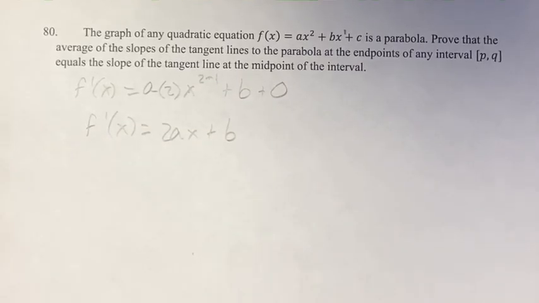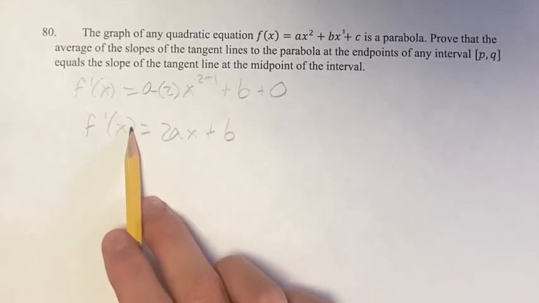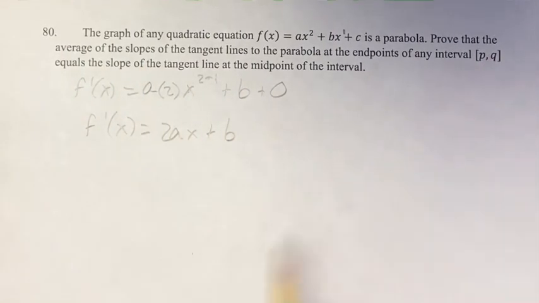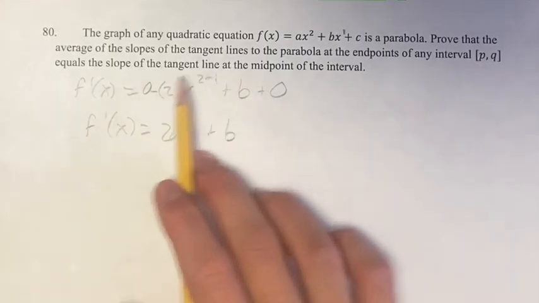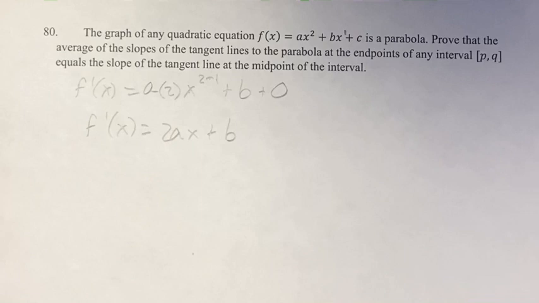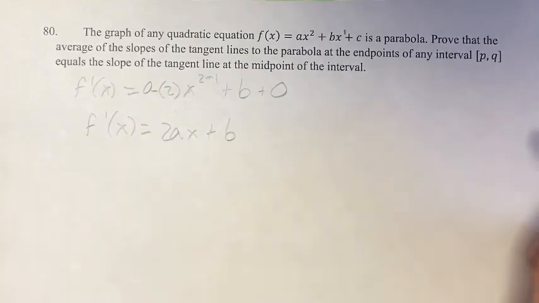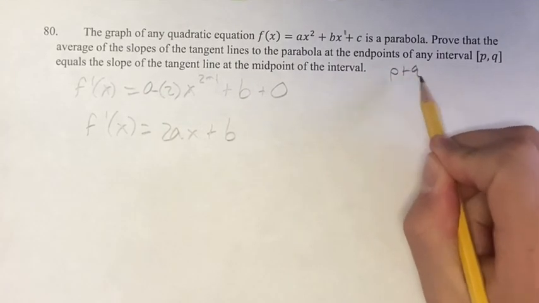We're saying that the average of the slope, the average of the value of the derivative on interval PQ, equals the value of the derivative at the midpoint. So let's just calculate both of those and we'll see that they're the same. So firstly, what is the midpoint of this interval PQ? It's just P plus Q over 2.